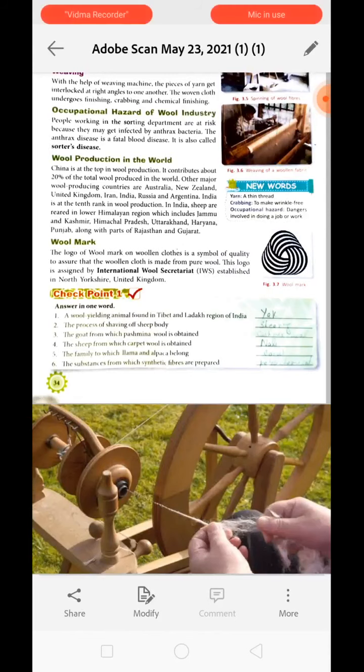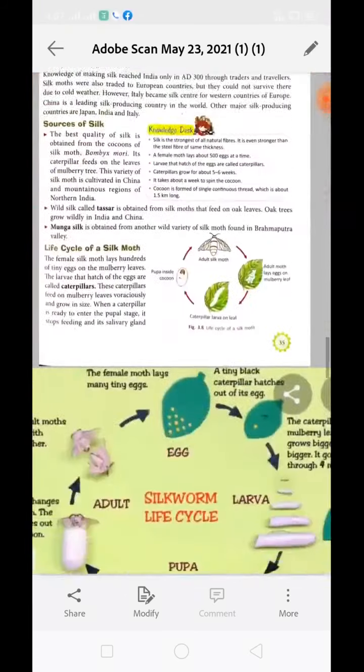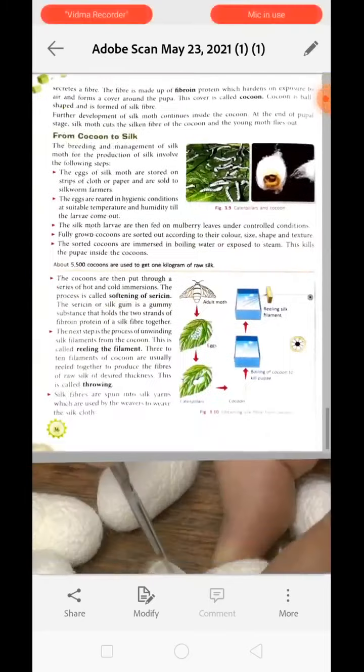The goat from which pashmina wool is obtained is Kashmiri goat. Fourth question, the sheep from which carpet wool is obtained is Nali. Fifth one, the family to which llama and alpaca belong, it is camel family. Now sixth, substances from which synthetic fibers are prepared, they are petrochemical substances. Now second checkpoint, you can see.